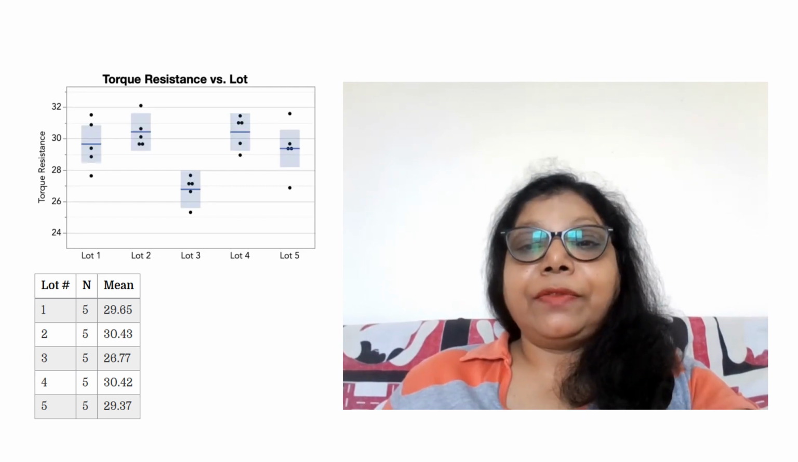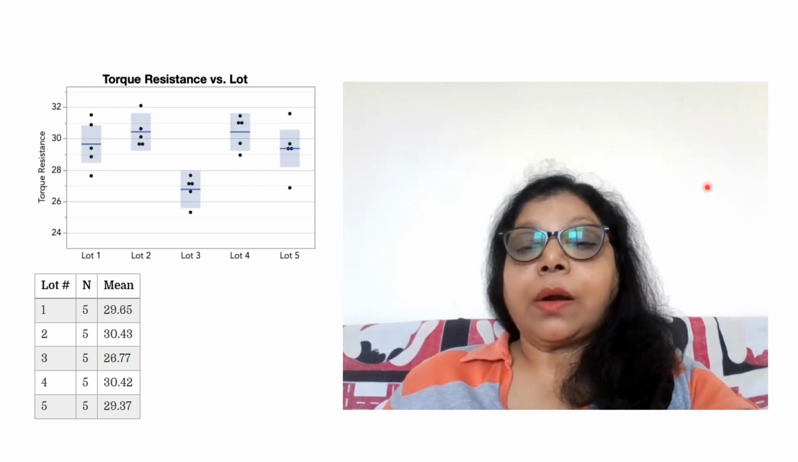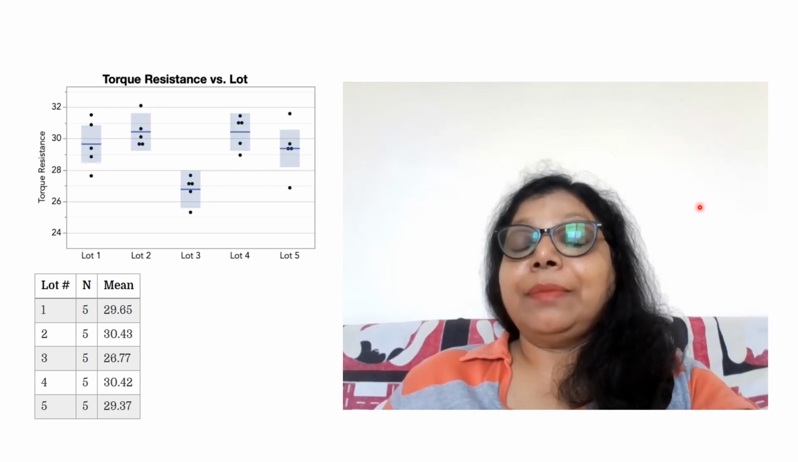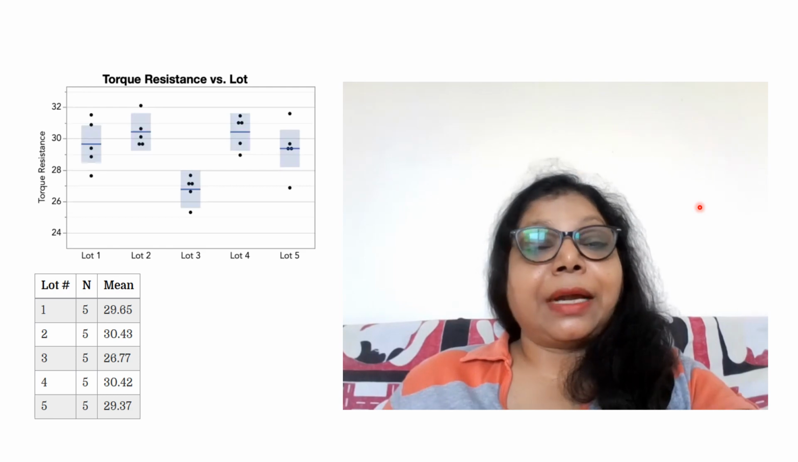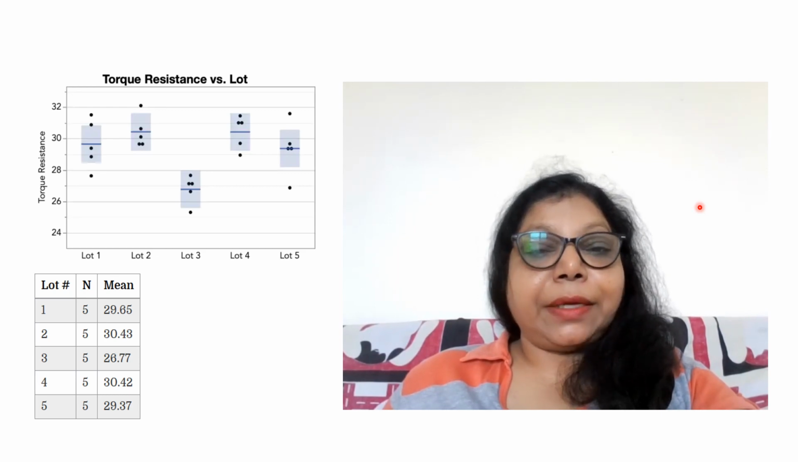Now, from the plot of the data, we can observe that torque measurements from the lot 3 jars tend to be lower than the torque measurements from the samples taken from the other lots. So, when we calculate the means from all measurements, we see that the mean torque for lot 3, that is 26.77, is much lower than the other four lots, each with a mean of around 30.